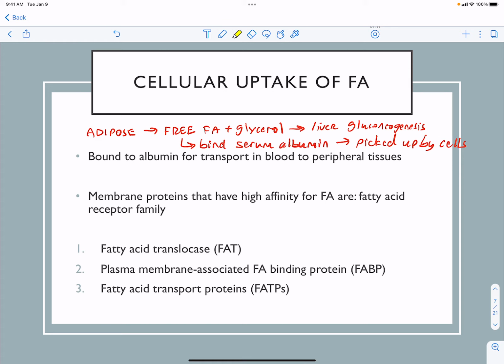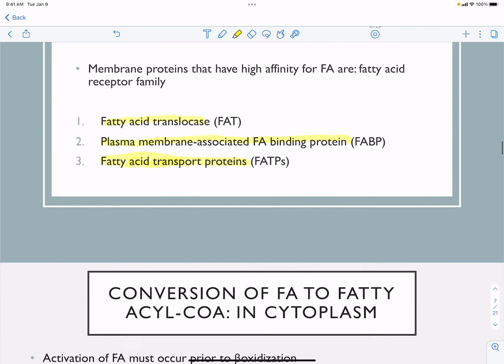Okay, and so you're going to have different proteins on the surface of the cells to pick up your fats. They fall into different categories. We have a translocase, we have binding proteins, transport proteins. It's just basically cells have ways to pick up fat because fat is obviously going to be a very important source of energy during the fasting stage.